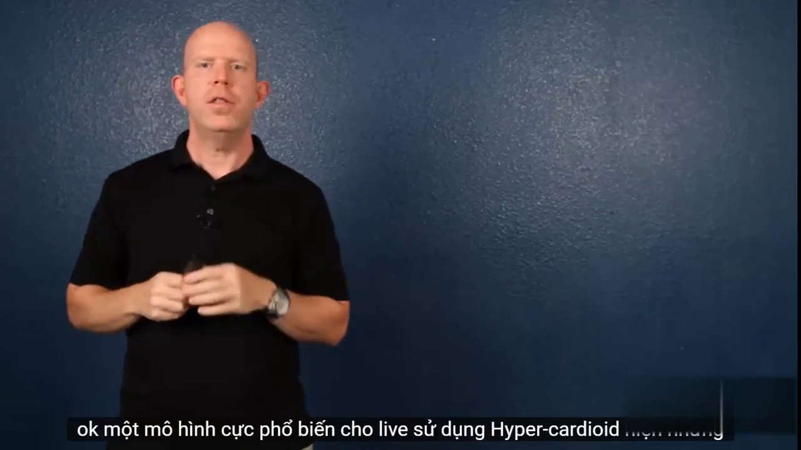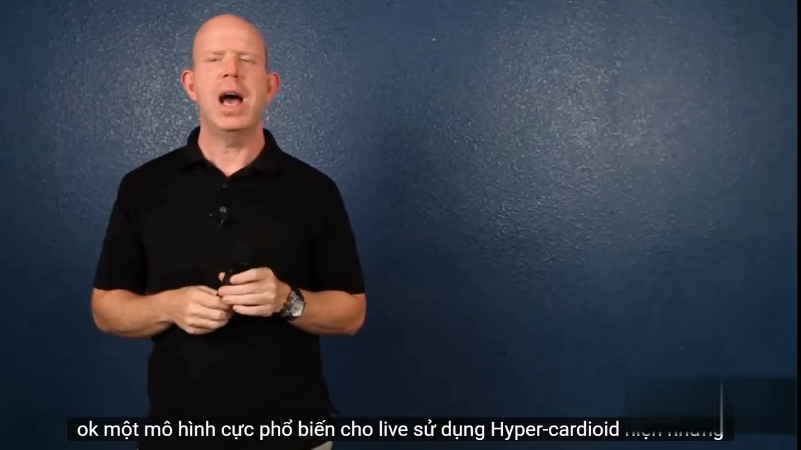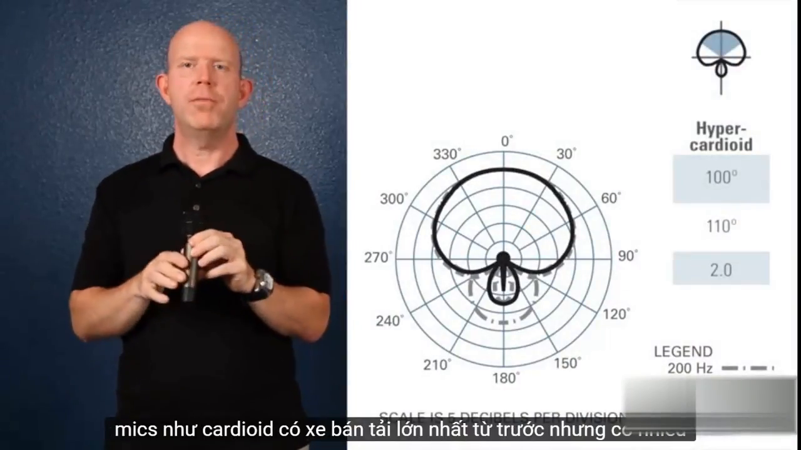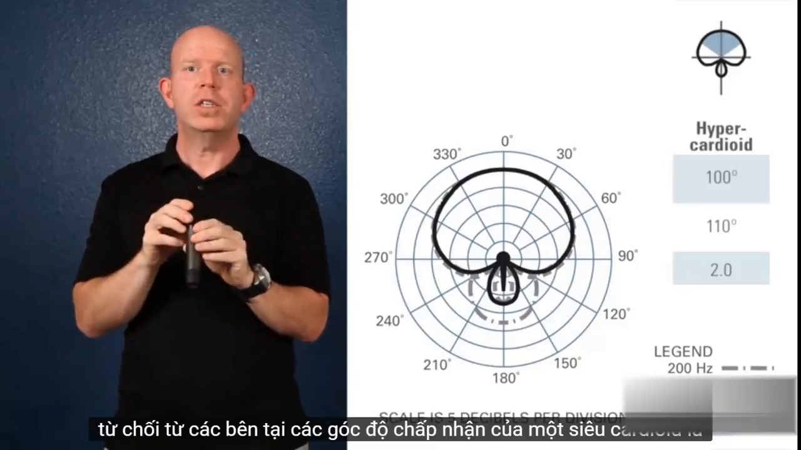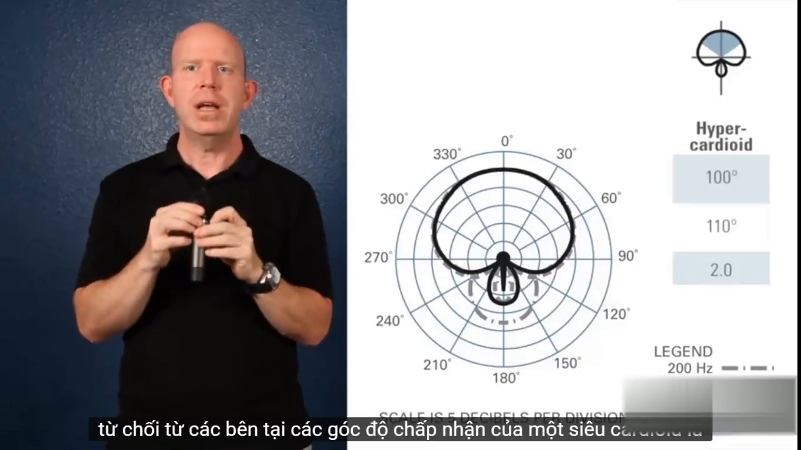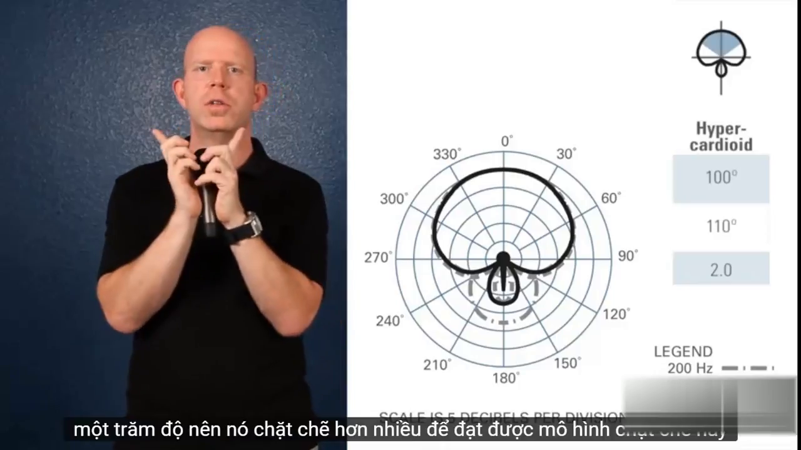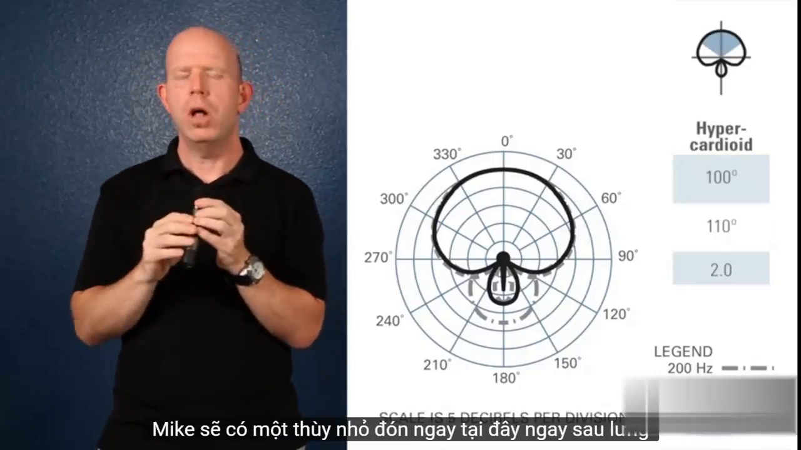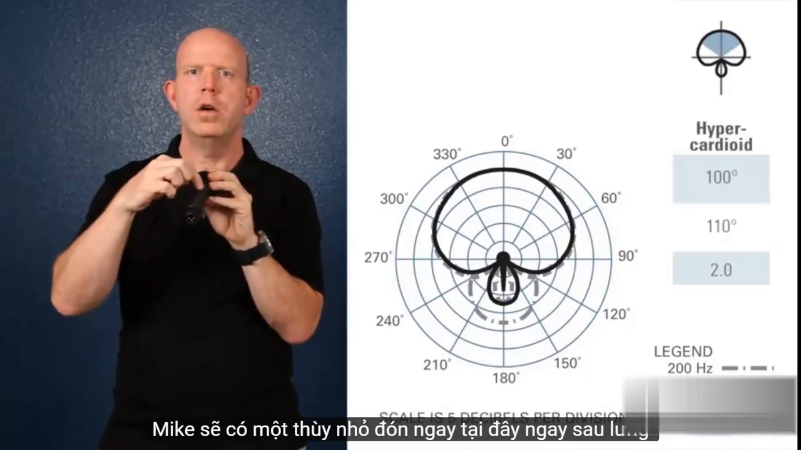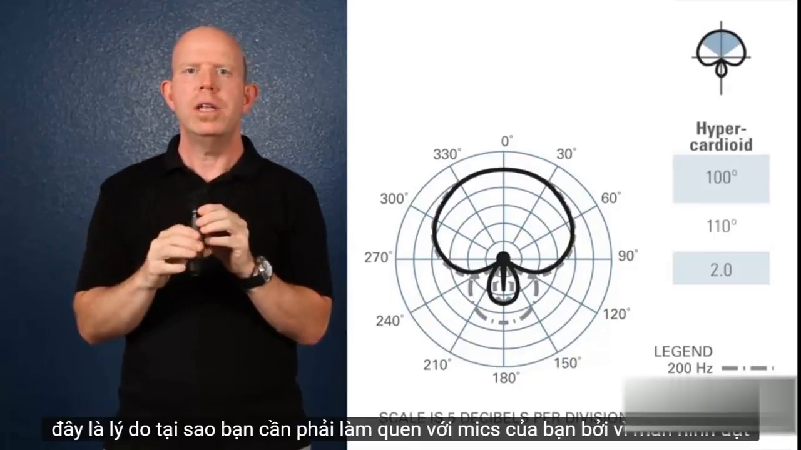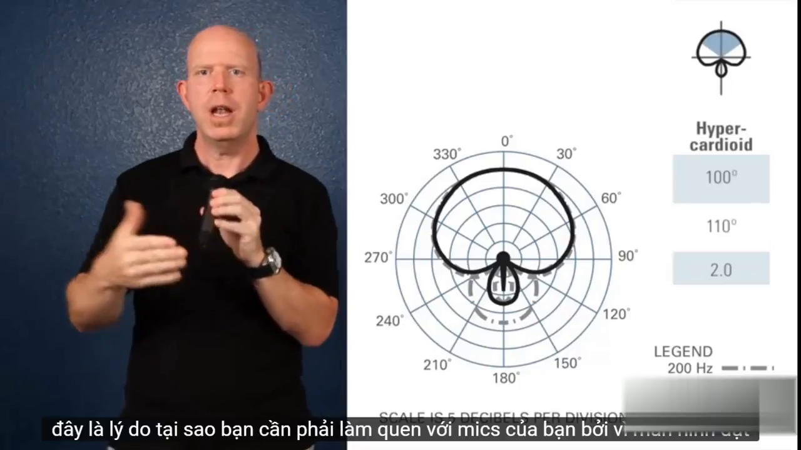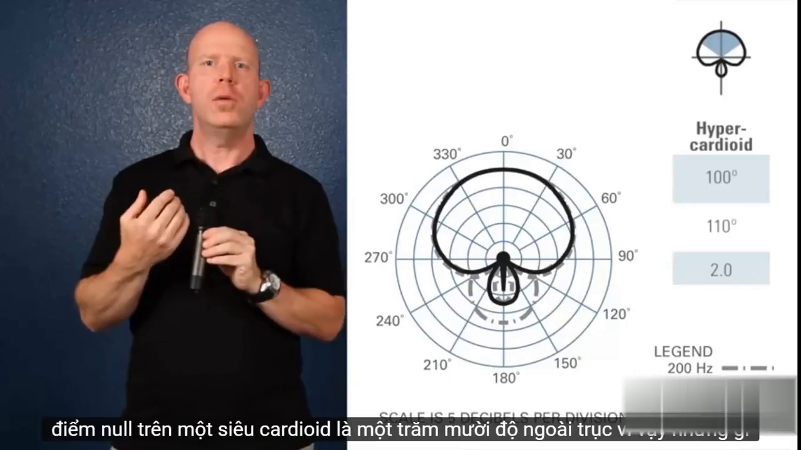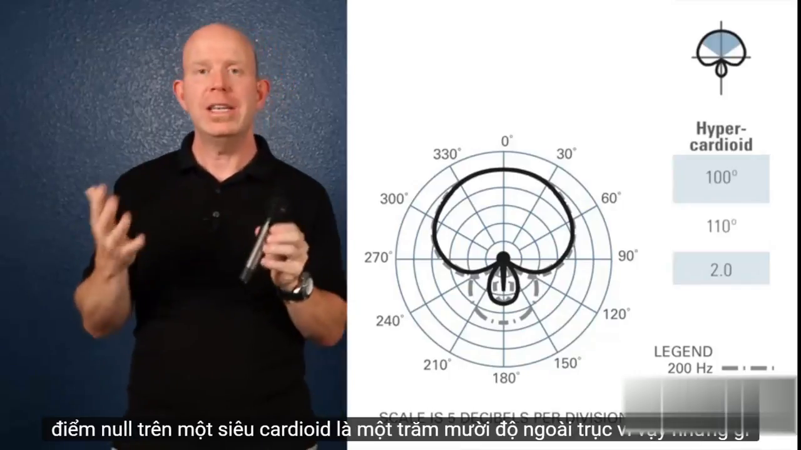Okay? Another popular polar pattern for live use is the hypercardioid. Now, these mics, like cardioids, have the greatest pickup from the front, but have more rejection from the sides. Now, the acceptance angle of a hypercardioid is 100 degrees, so it's much tighter. To gain this tighter pattern, the mics will have a small lobe of pickup right here, right in the back. This is why you need to be familiar with your mics, because putting monitors directly behind a hypercardioid is not a good idea. The null point on a hypercardioid is 110 degrees off axis.